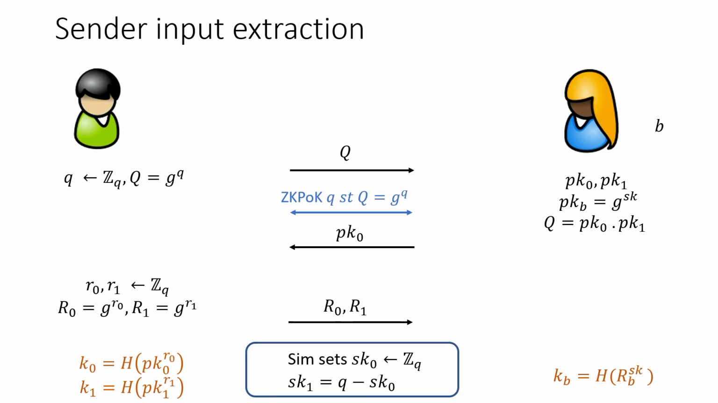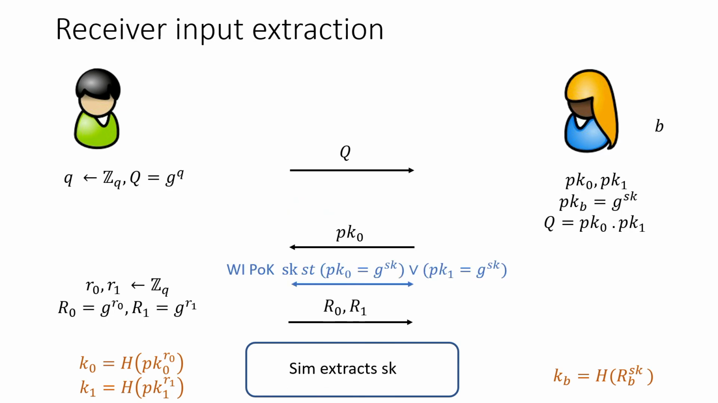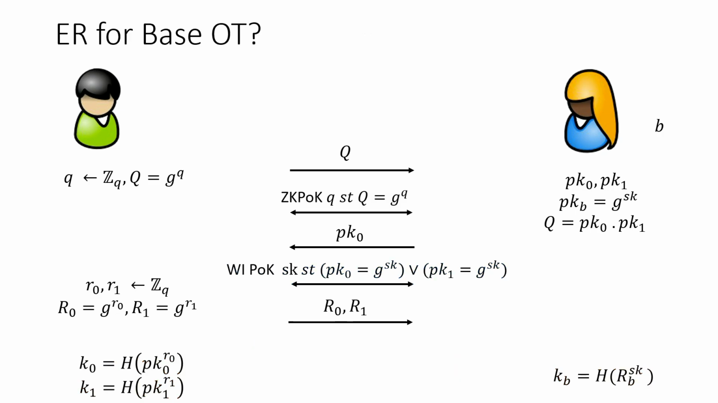In order to make this maliciously secure, we need to extract from the corrupt party. So in order to do this, we add some additional steps to this protocol, where after the first step where the sender sends g to the q, we also ask for an interactive proof of knowledge where the prover proves in zero knowledge the exponent little q such that capital Q is g to the q. And now the simulator can extract little q from this proof and simulate. When the receiver is corrupt, we again need a proof of knowledge of the exponent for the public keys. So here we have a witness indistinguishable proof of knowledge of SK such that either PK0 is g to the SK or PK1 is g to the SK. So this is our base OT protocol.